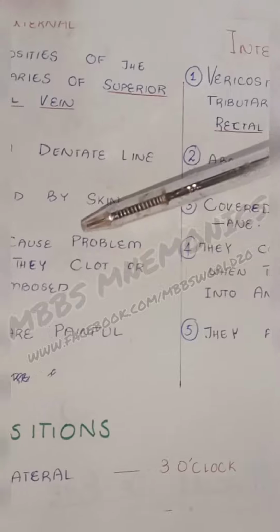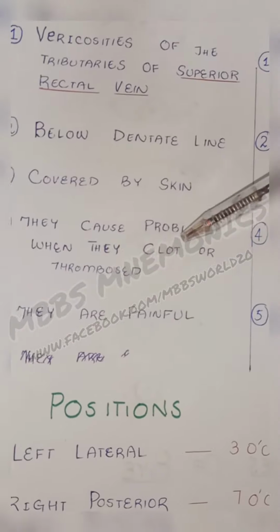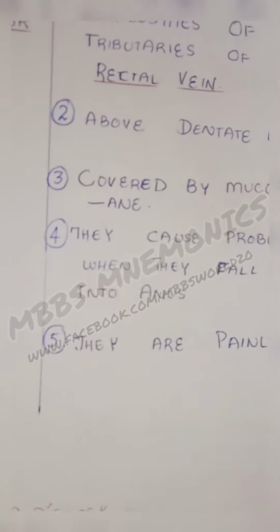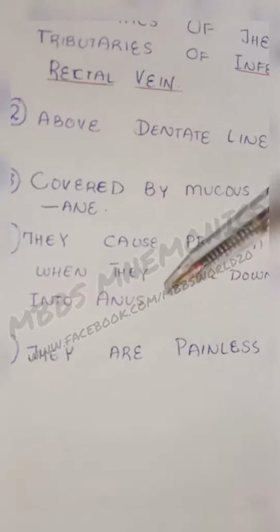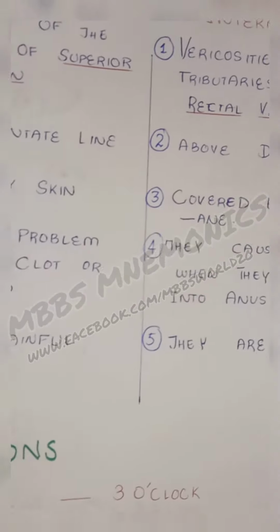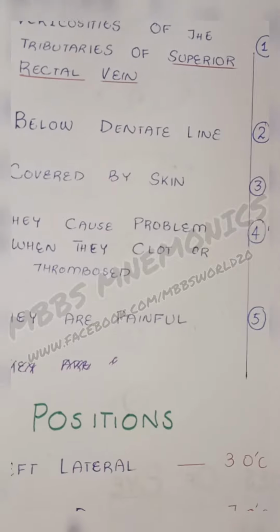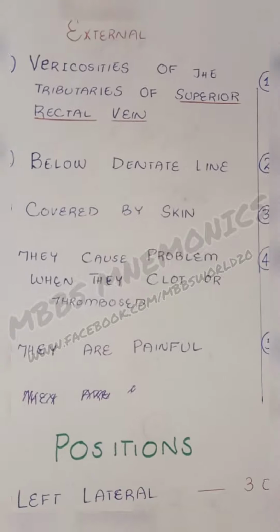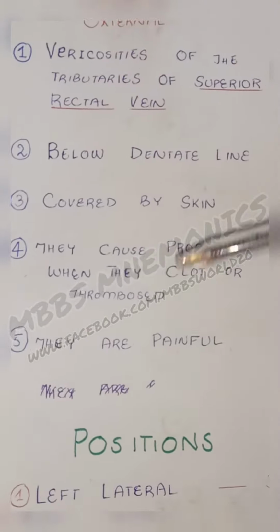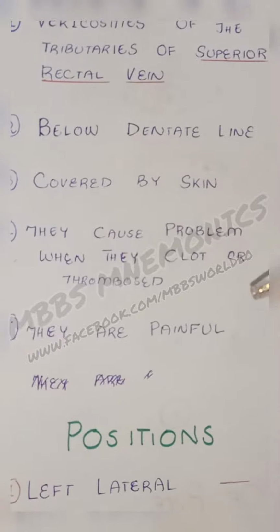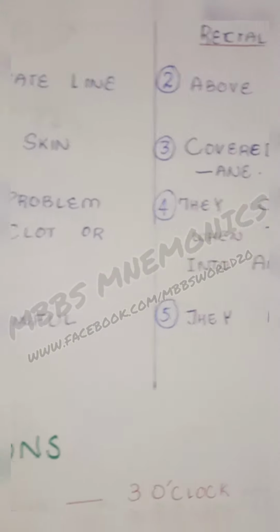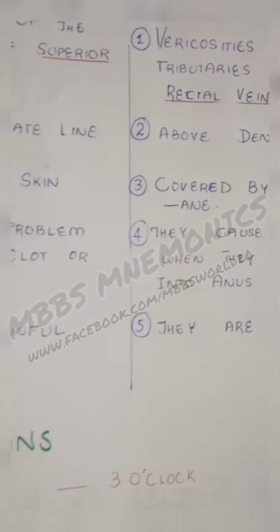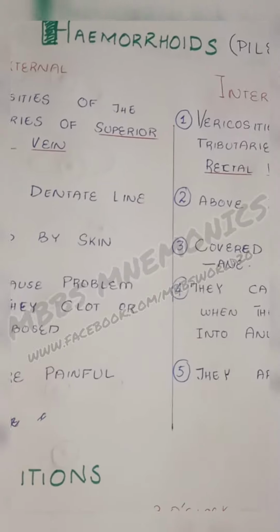External hemorrhoids cause problems when they clot or are thrombosed, and internal hemorrhoids cause problems when they fall down into the anus, when they prolapse, as they are above the dentate line. So they will usually cause problems when they fall down into the anus. External hemorrhoids are more painful, and the internal hemorrhoids are usually painless. So this is all about the difference between external and internal hemorrhoids.